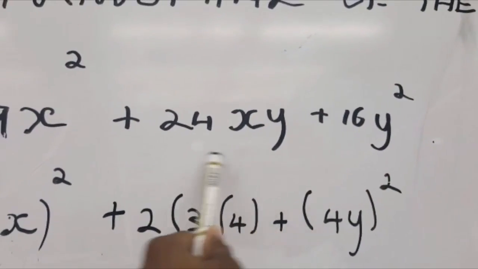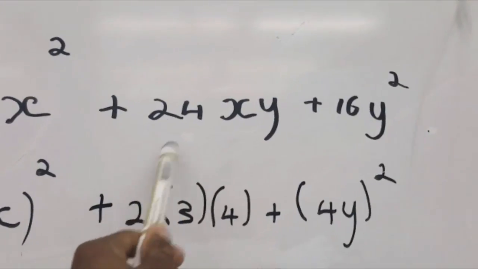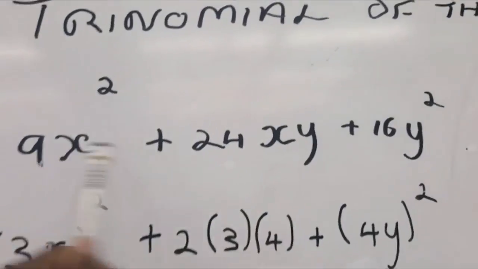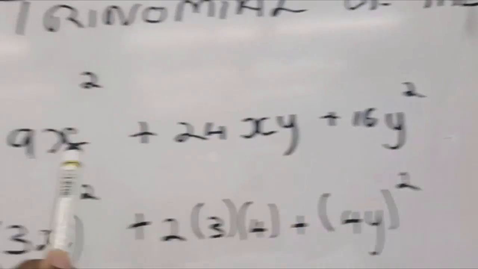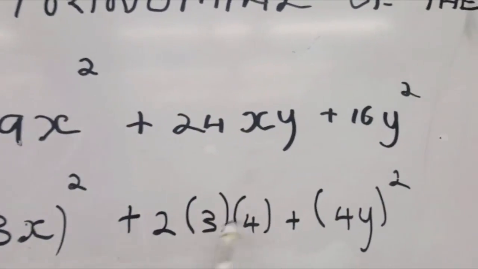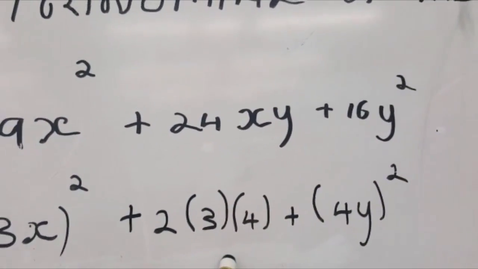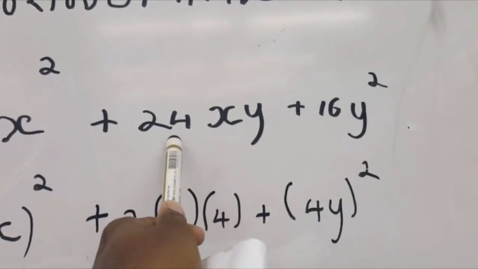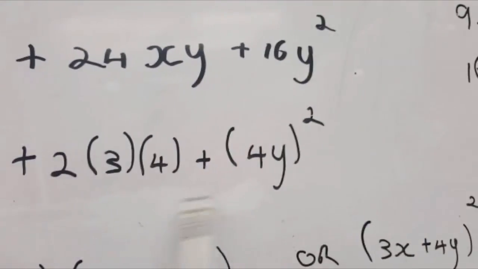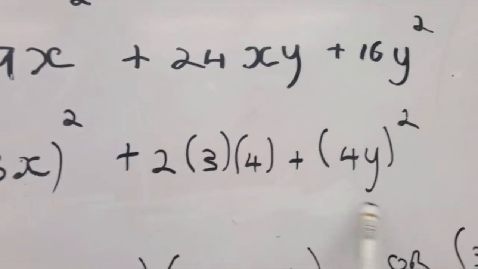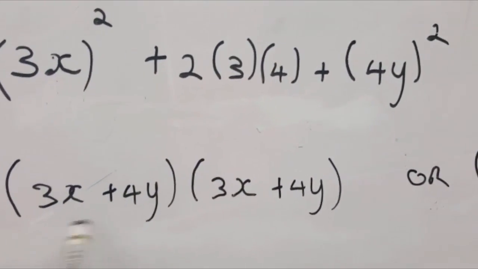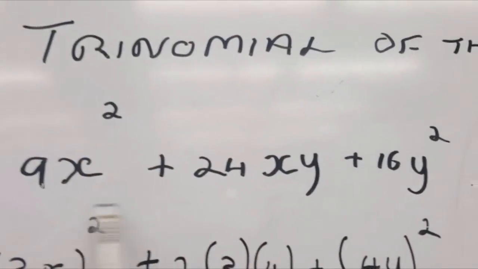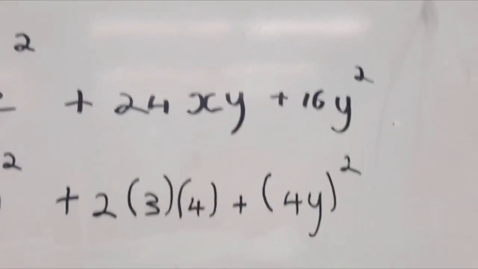Secondly, this expression here is supposed to be 2 times the product of the square root of the first term and the square root of the last term. So the square root of 9 will give us 3, and the square root of 16 will give us 4. So therefore we will get this, and this will give us this up here. So therefore we can now factorize this expression here, which will give us 3x plus 4y times 3x plus 4y, which will give us back the same expression here if we work it out.